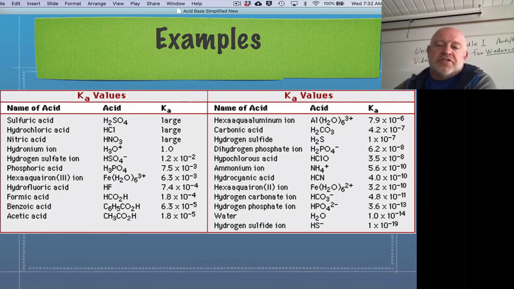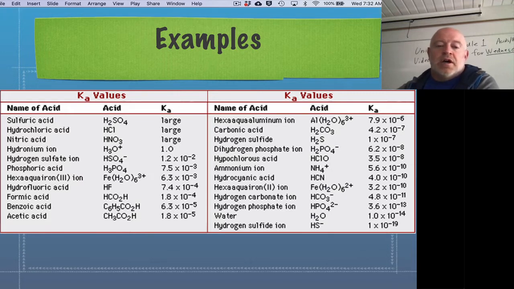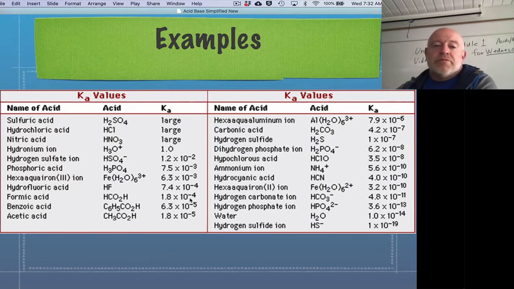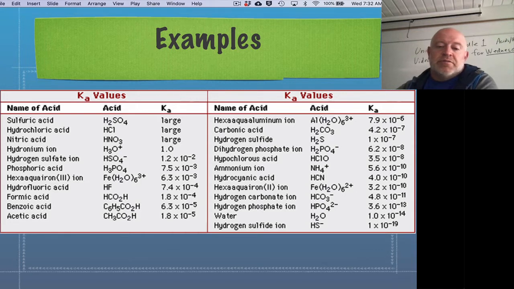So here's a table for us to take a look at. This one happens to just be a Ka table, but we can look and say, oh yeah, sulfuric acid, large Ka. Formic acid, okay? It has a Ka of 1.8 times 10 to the negative 4. So it's considered a weak acid, okay? It's less than 1. It's going to only partially ionize in solution, okay?